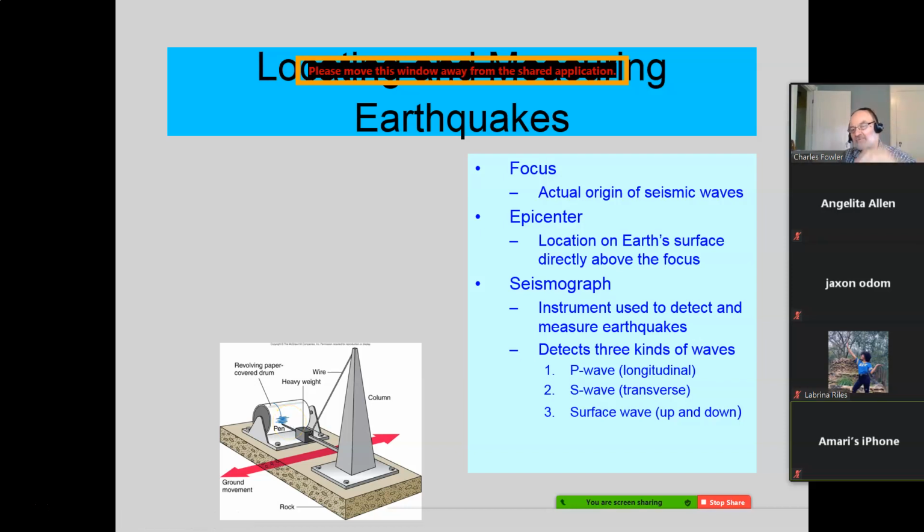The P waves will come in first, then the S waves come in next. We'll see a drawing of this later, and then finally you'll see the surface waves, which is usually the largest of them all. Okay, the ground movement is this way, and that creates the drawing here.